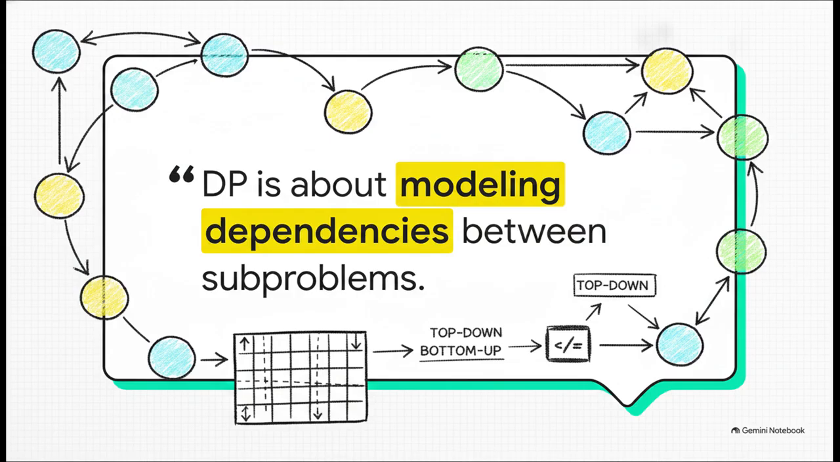I love this quote because it hits the nail right on the head. DP is not really about writing recursive functions or making 2D arrays. It is entirely about modeling dependencies between subproblems. Seriously, figure out exactly what relies on what. Once you have that map, translating it into top-down or bottom-up code is just a mechanical translation.